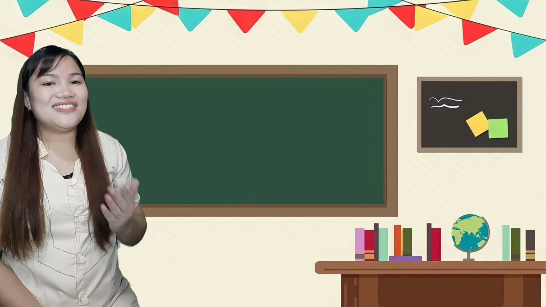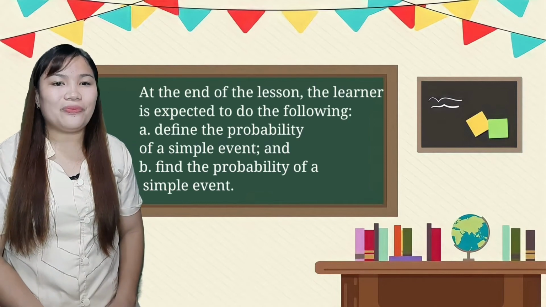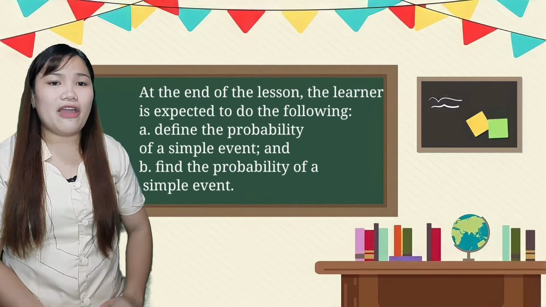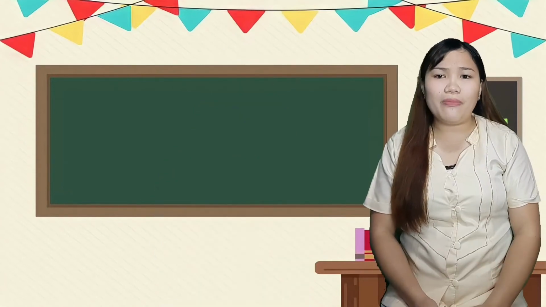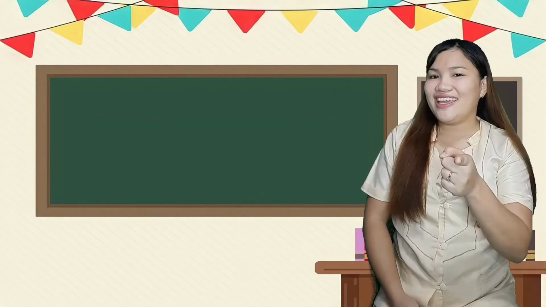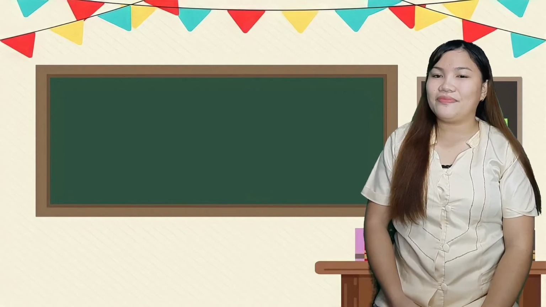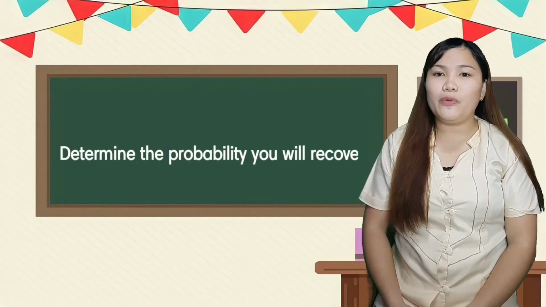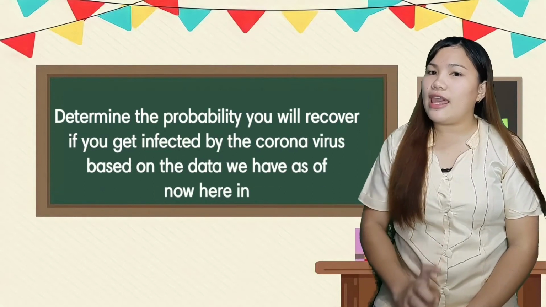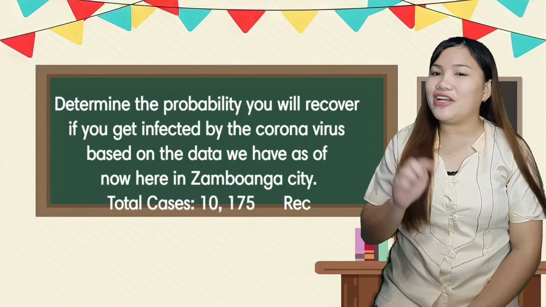Amen. Today, we are going to define the probability of a simple event. And to find the probability of a simple event, we are all aware of how coronavirus affected our life for more than a year. What if we get the probability of recovering here in Zamboanga City? Here is the first activity. Determine the probability you will recover if you get infected by coronavirus based on the data that we have as of now here in Zamboanga City.